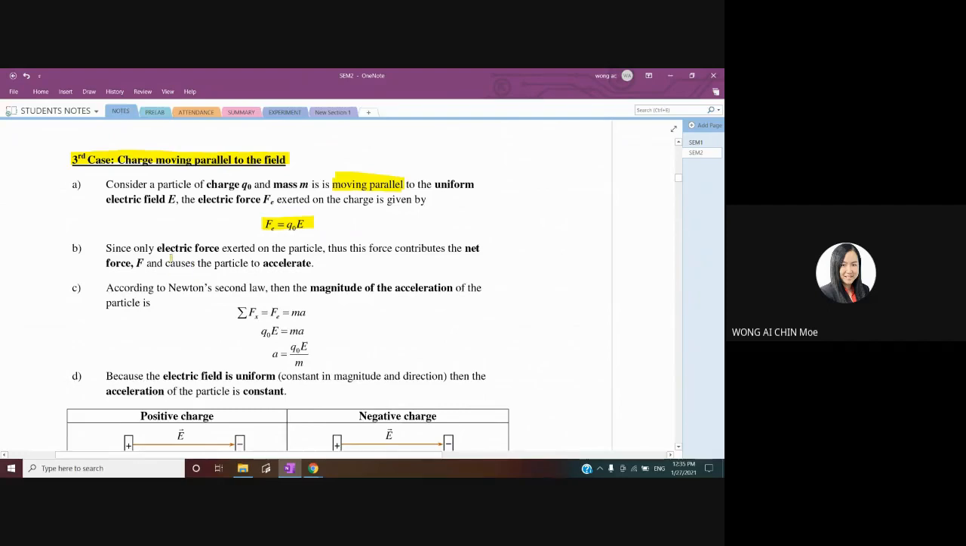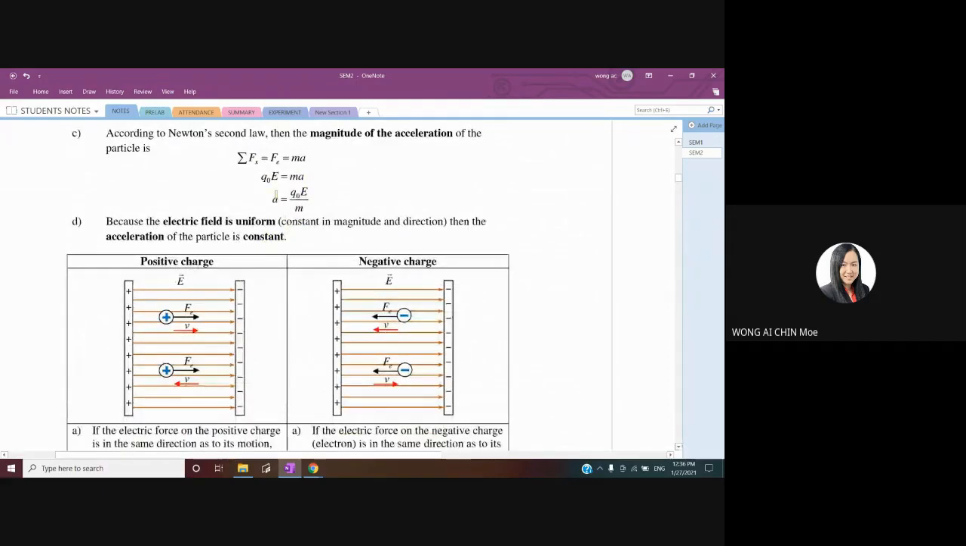Since only electric force is exerted on the particle, the force contributes the net force and causes the particle to accelerate. Therefore, F equals ma and F also equals Eq. So our acceleration is equal to Eq over m.